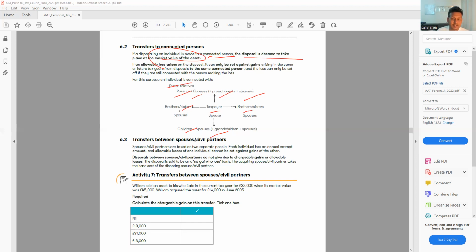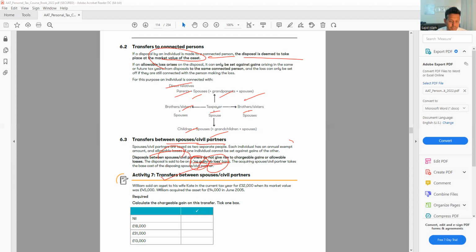Transfer between spouse and civil partner is exempted. Between husband and wife and civil partner is always exempted. Spouse and civil partner are taxed as two separate people. Each individual has an exemption. Allowable losses of one individual cannot be set against the other. Okay, disposal between spouse and civil partner does not give rise to a chargeable gain or allowable loss. The disposal is said to be no gain, no loss. So if you sell to your wife or wife sells to the husband, it will not create any taxable gain or loss, because it is treated as no gain, no loss. It's like exempted.